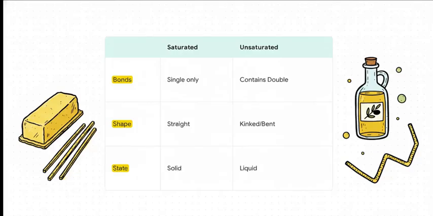But not all fatty acids are created equal. And this is where things get really cool. Saturated fats, their chains are perfectly straight. This lets them stack together really neatly and tightly, which is why they're solid at room temperature. Yep, like a stick of butter. But unsaturated fats have a little kink in their chain, thanks to a double bond. This bend means they can't pack together so well, and what happens? They stay liquid, just like olive oil.